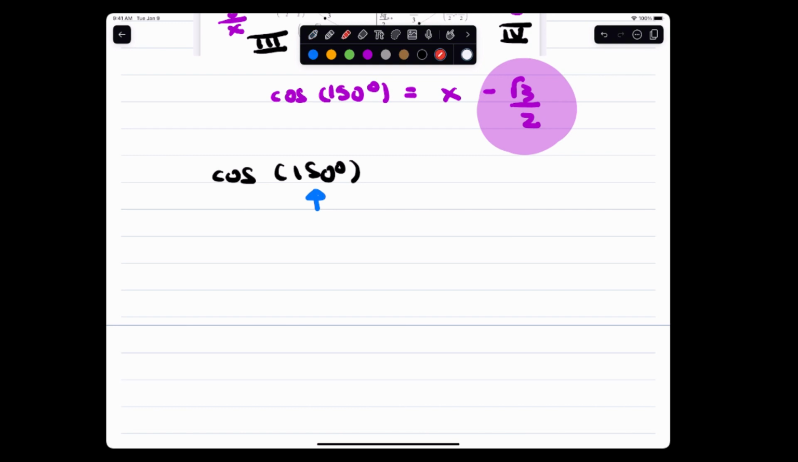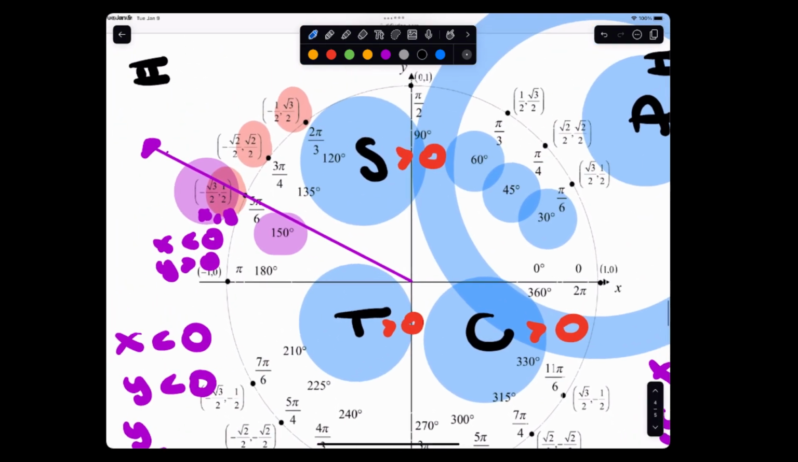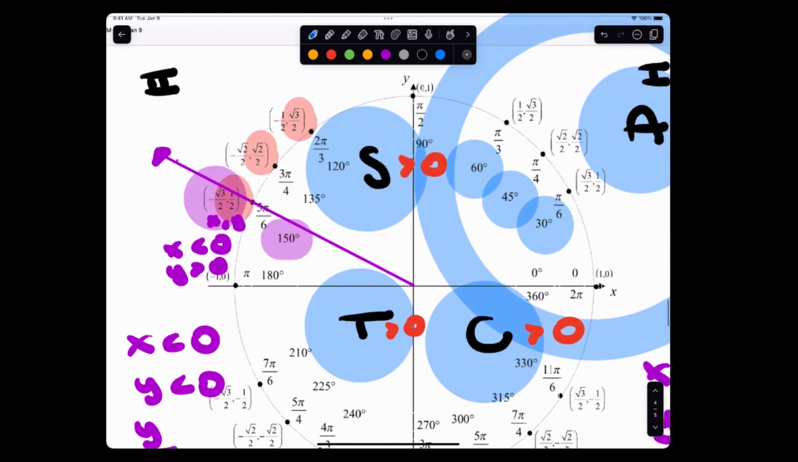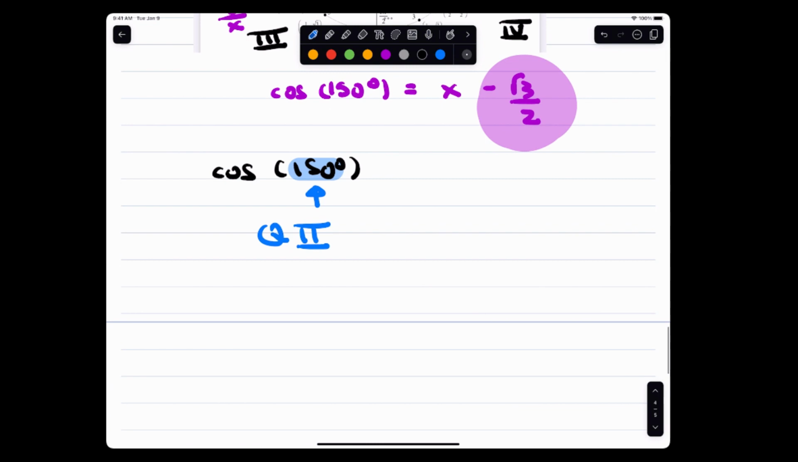Which quadrant is 150 in? Is that quadrant 2? Is that right? Okay. So, because it's in quadrant 2 and all students, sine's positive, what do I know about this answer then? This answer must be negative. Is that true? You already know the answer.